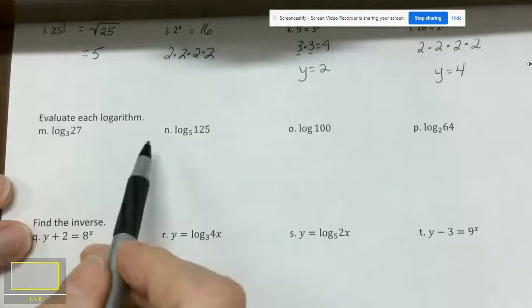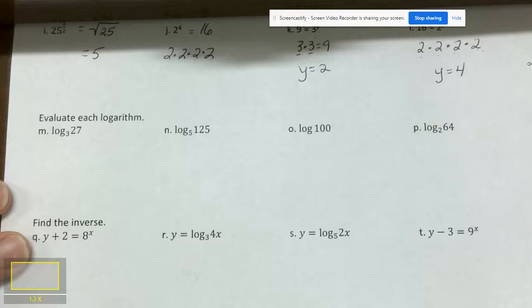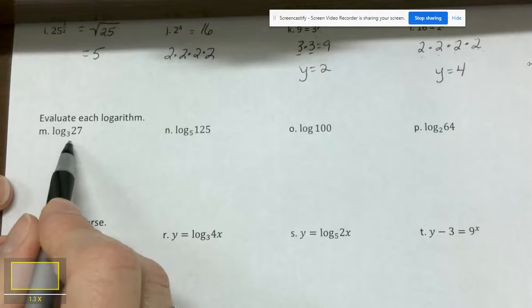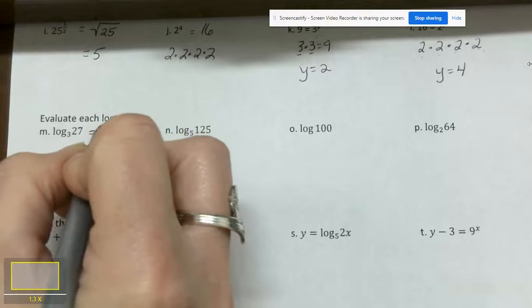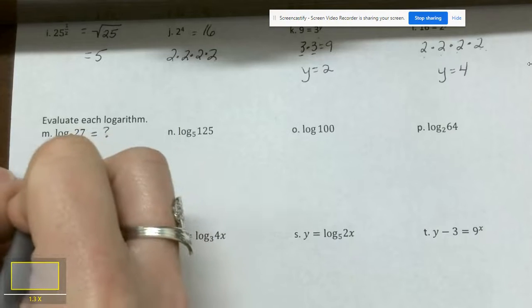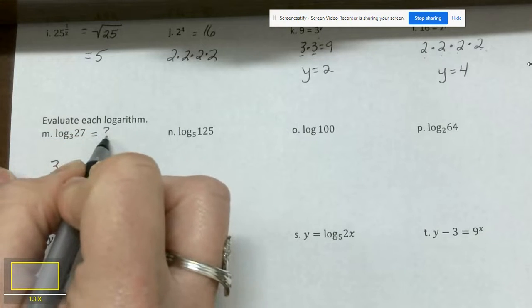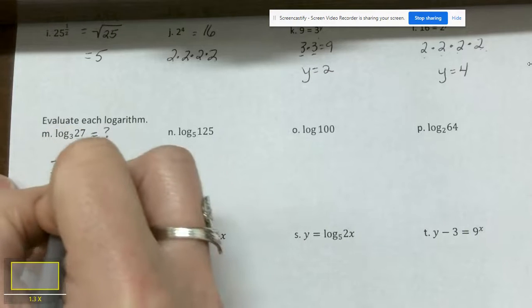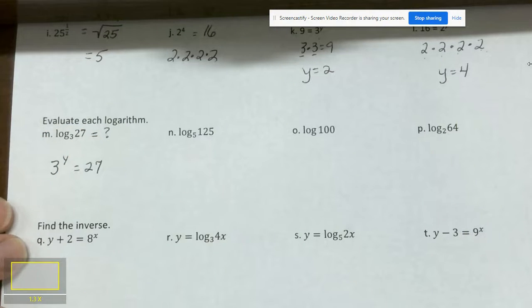Okay, now let's evaluate these logarithms. In order to evaluate these, we've got to remember what this means. So I want to know what this equals. That's what I'm trying to find. What that means is this is my base, 3 raised to whatever I'm looking for, so we'll call that y. 3 raised to the y power has to equal 27.